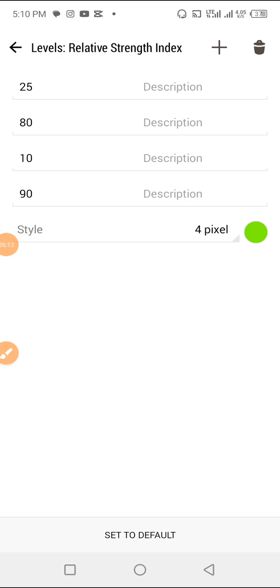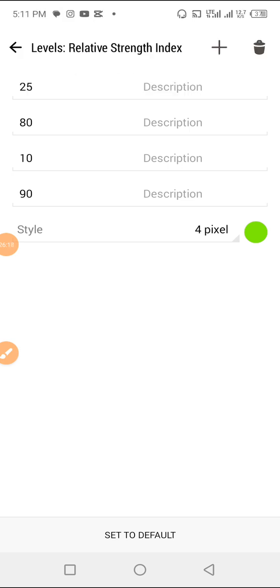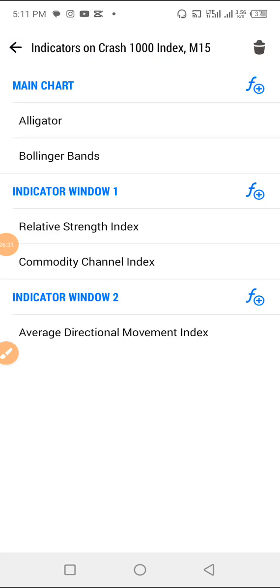a buy setup for that day. All what we'll be looking for is if there's a buy setup, right? If there's a buy setup, and when the price is around level 80, level 90, we'll be looking for a sell setup based on the analysis we did from the daily time frame. Then you click save.